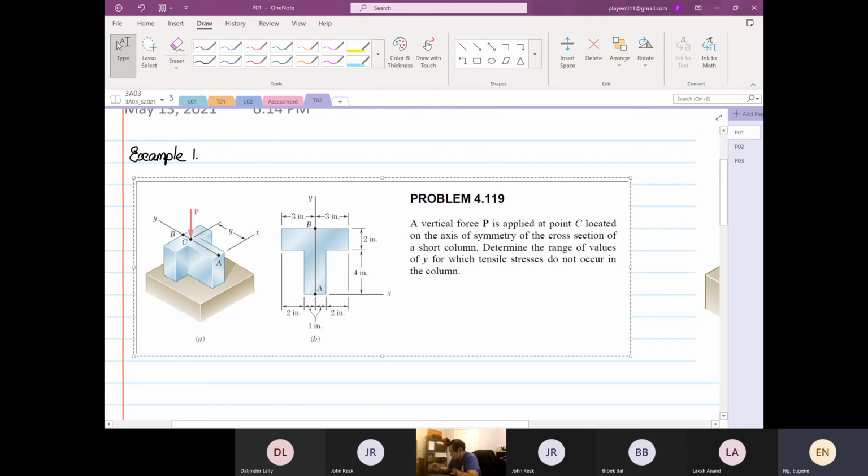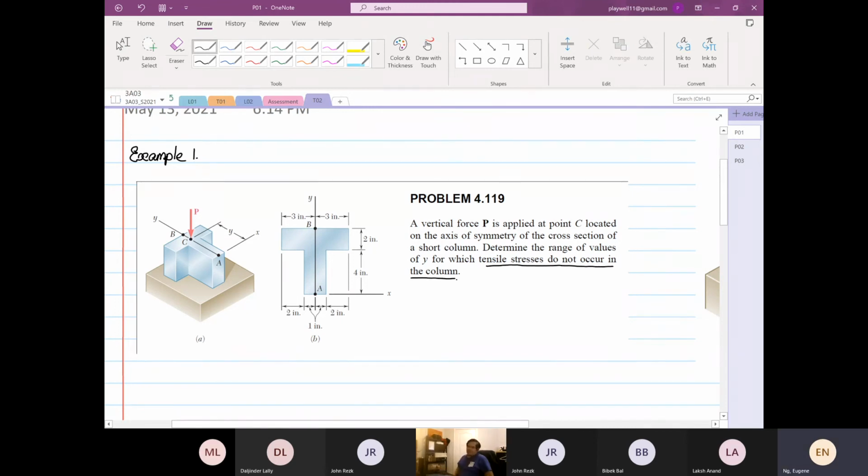So there's a vertical force P applied at point C, located on the axis of symmetry of the cross section of the short column. Determine the range of values of Y for which tensile stresses do not occur in the column. It is a very interesting question. They want us to determine the value of Y for which we only see compressive stress. We only observe compressive stress, right?